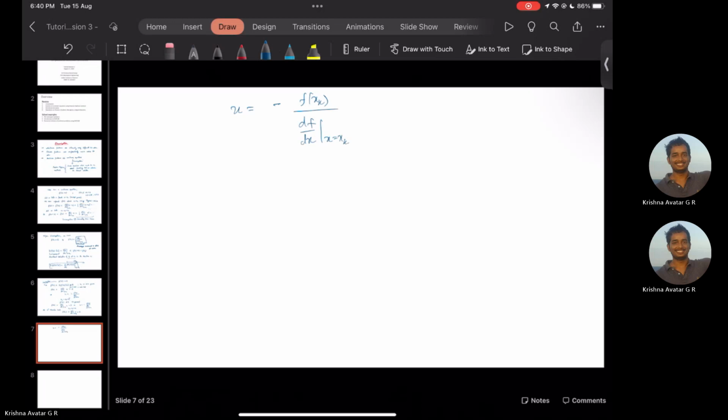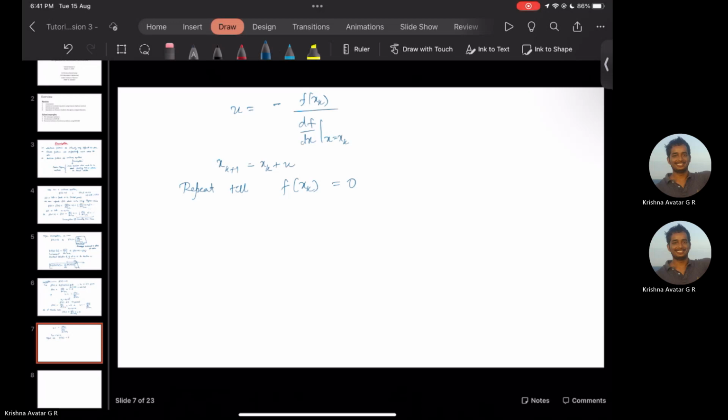Then we carry out this operation, augment xk plus u, and repeat till f of xk is equal to 0. So that is the idea. Just keep on doing it. That is how the Newton-Raphson approach is essentially used to solve a nonlinear system.